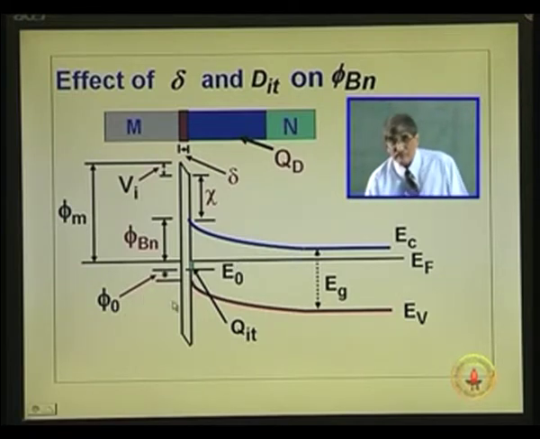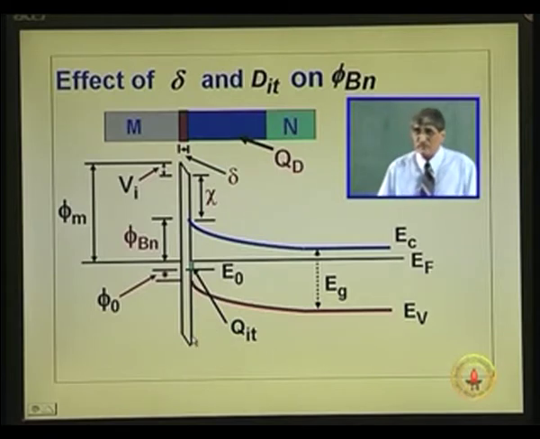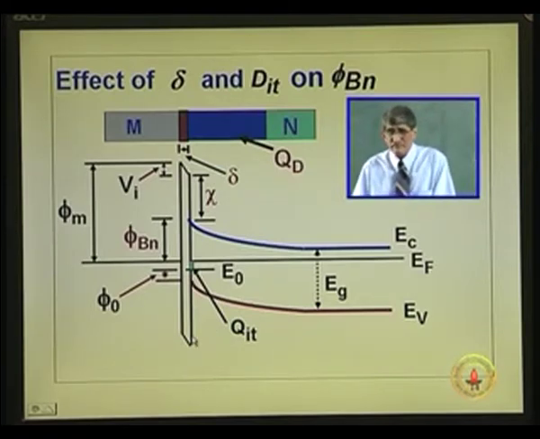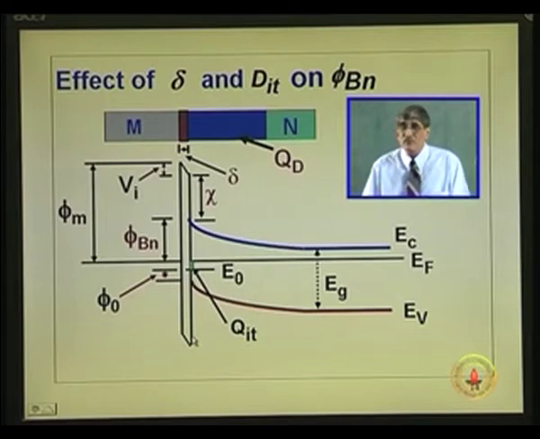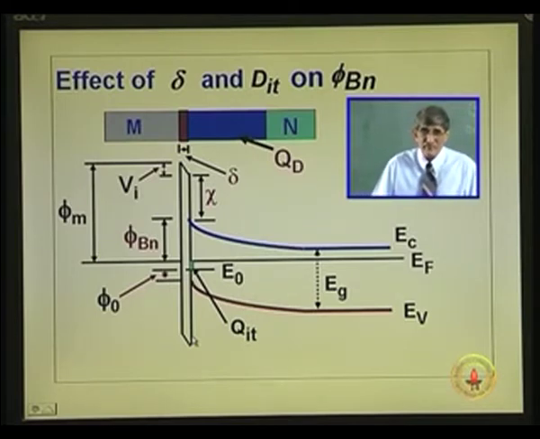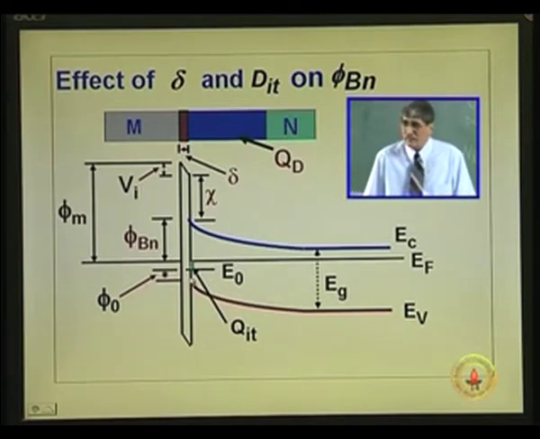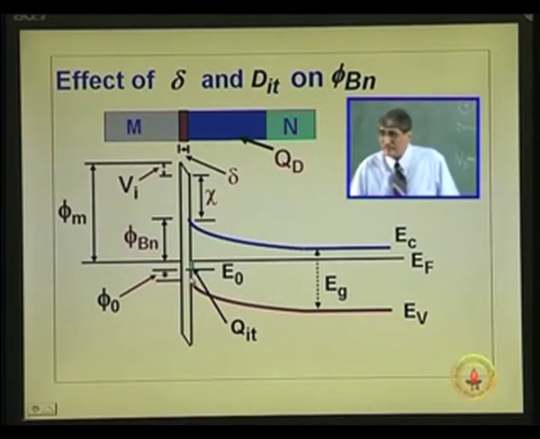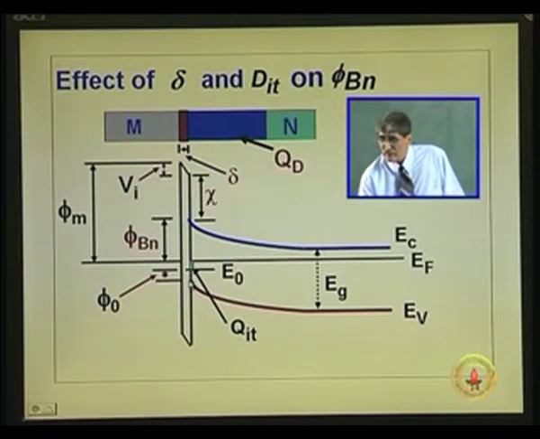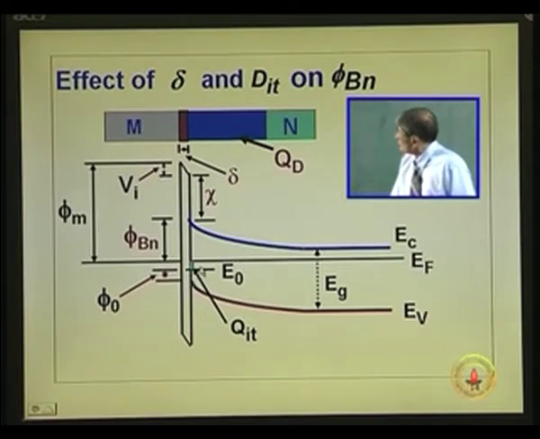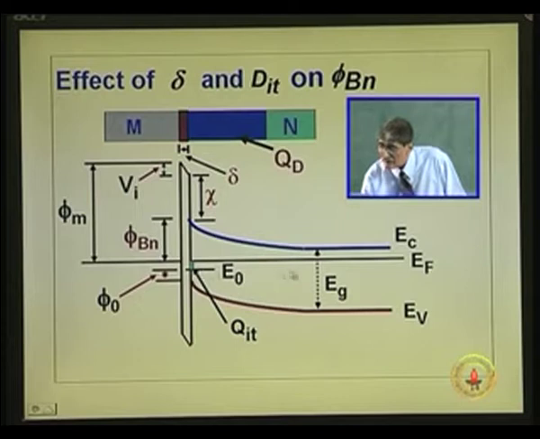But in this situation, just notice what has happened. I have drawn the diagram. After all this band bending, suppose the neutral level is here. I have just drawn that hypothetically. E naught I put there, phi naught at this point. There is a gap and I have just put light shading in this portion.